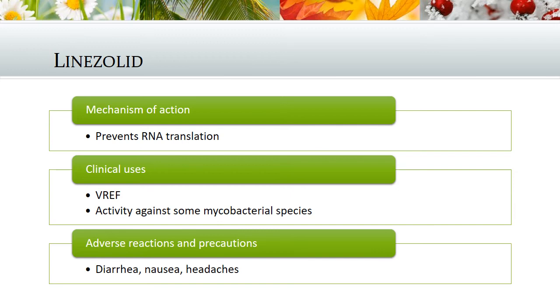Linezolid. The antibiotic linezolid belongs to a novel class of antibiotics known as oxazolidinones. Linezolid is similar in that it is active against gram-positive bacteria and is approved for treatment of severe life-threatening VREF infections. In contrast to vancomycin, it is available in an oral formulation and is completely absorbed from the GI tract.